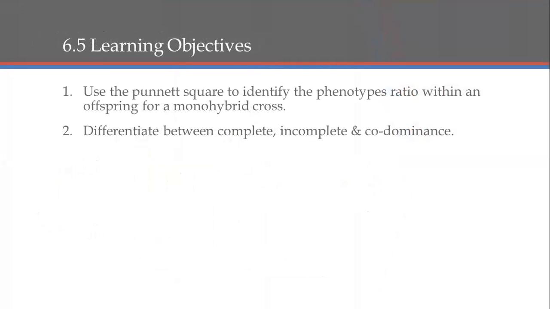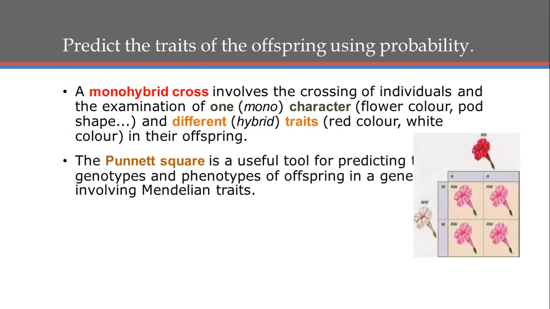We're gonna cover those learning objectives today. We'll use the Punnett square to identify the phenotype ratio within an offspring for a monohybrid cross, differentiate between complete, incomplete, and co-dominance. Here, predict the traits of the offspring using probability.